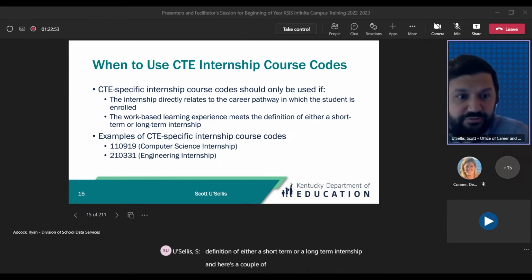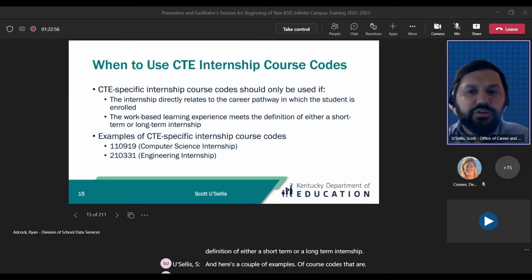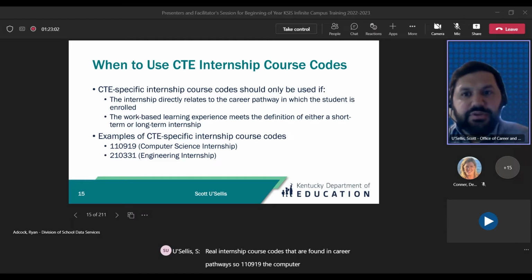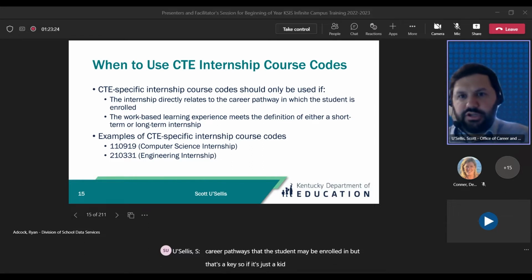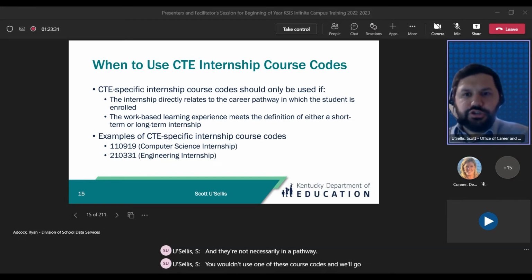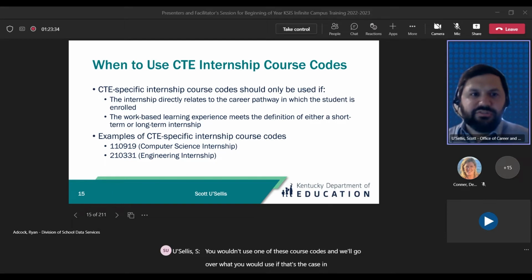And here's a couple of examples of course codes that are real internship course codes that are found in career pathways. So 110919, the computer science internship, is valid in most, if not all, computer science or IT career pathways. The same goes for the engineering internship, 210331. This is going to be a valid course code in most, if not all, engineering career pathways that the student may be enrolled in. But that's a key. So if it's just a kid going to work and they're not necessarily in a pathway, you wouldn't use one of these course codes. And we'll go over what you would use if that's the case in a couple of slides. But that's when you would use those internship course codes.